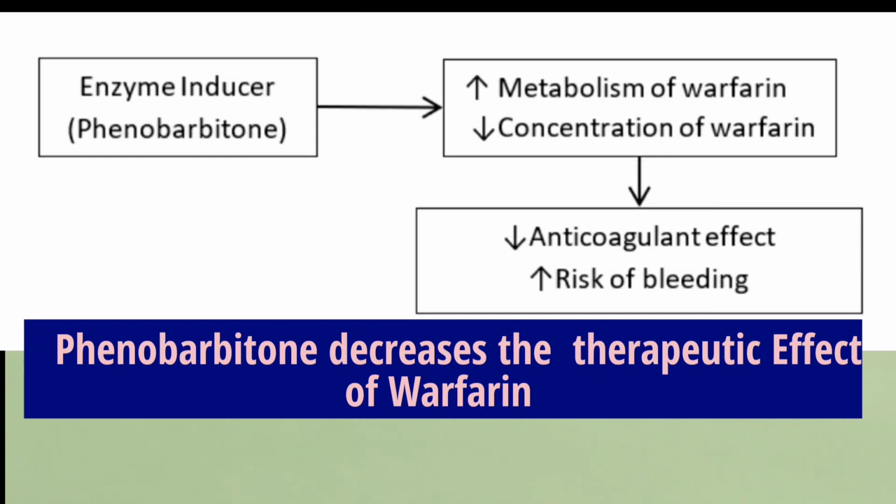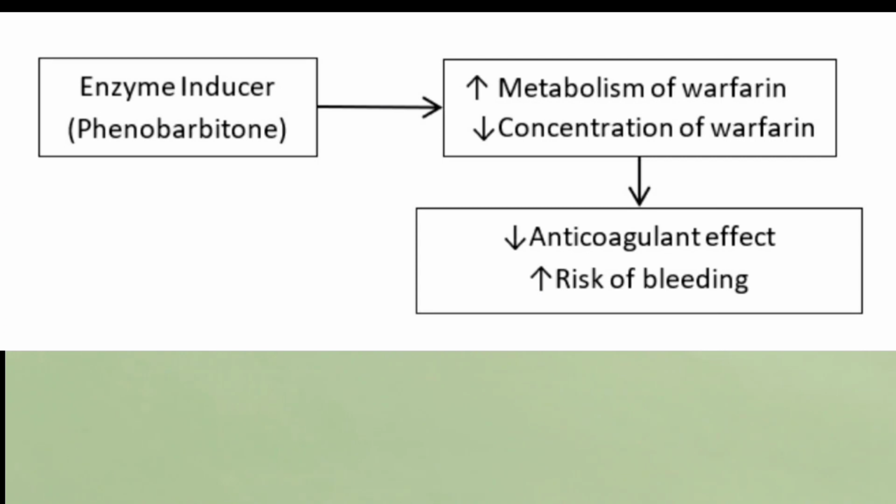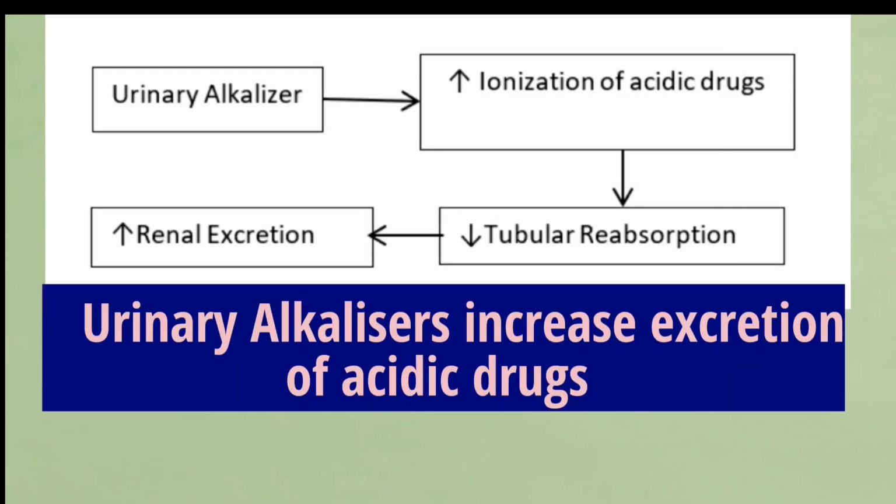Thus, phenobarbital increases the metabolism of warfarin, decreasing the concentration of warfarin and thereby decreasing the anticoagulant effect and increasing the risk of bleeding. The second example is that of urinary alkalizers in the management of poisoning. Urinary alkalizers such as sodium bicarbonate, sodium dihydrogen citrate increase the ionization of acidic drugs. This prevents tubular reabsorption of these drugs and increases the renal excretion of acidic drugs.